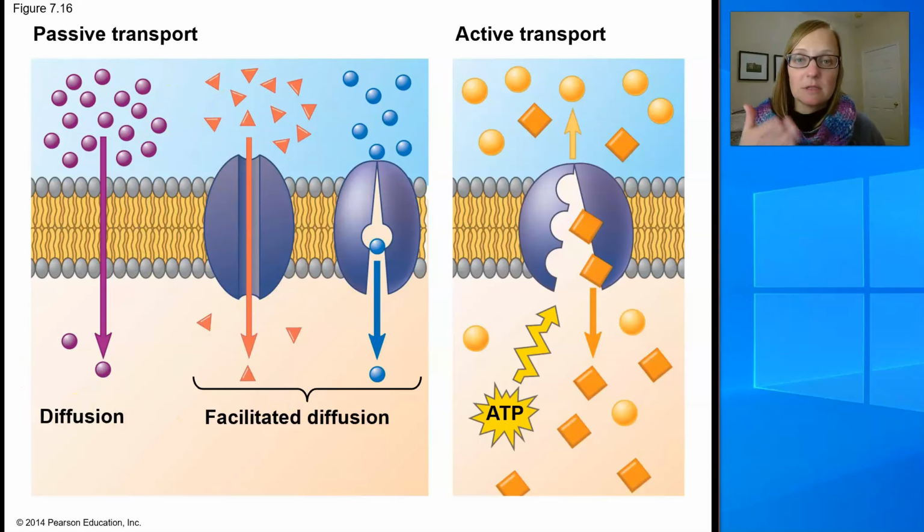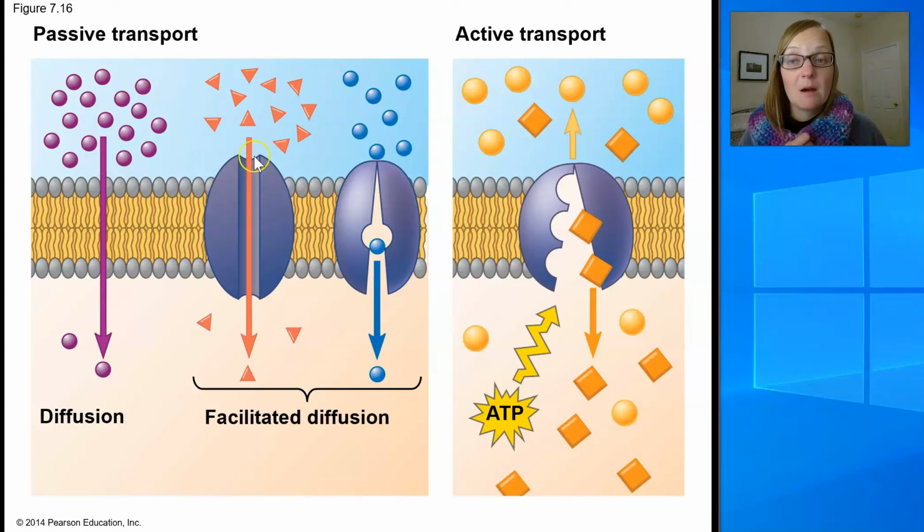Now remember, different kinds of substances need to pass across the membrane. Those that are small and nonpolar or hydrophobic have an easy time getting across that hydrophobic core of the membrane, and they're just going to pass through the membrane using simple diffusion.